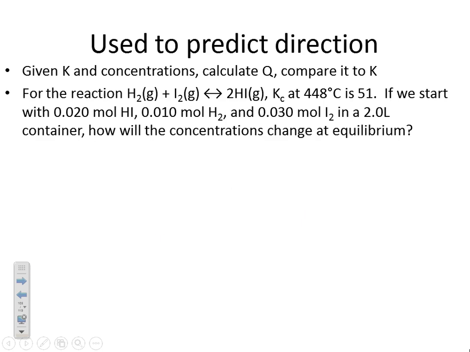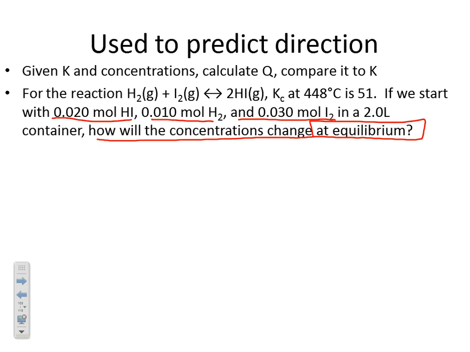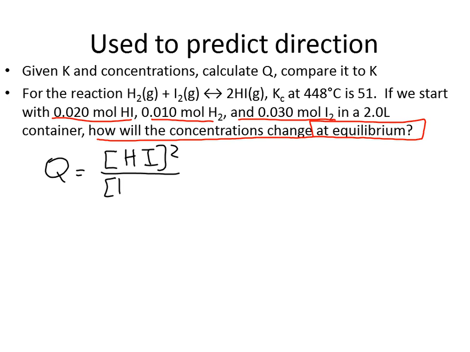So with that in mind, we have a question like this, which gives us a reaction, and notice, by the way, it gives us starting amounts. It says, how will the concentrations change at equilibrium? So this implies that we are not actually at equilibrium, so we want to treat this as a Q problem. Now we already have the reaction written, so I'm going to go to the expression. The Q expression for this reaction is the concentration of HI squared over the concentration of H2 to the first times the concentration of I2 to the first.